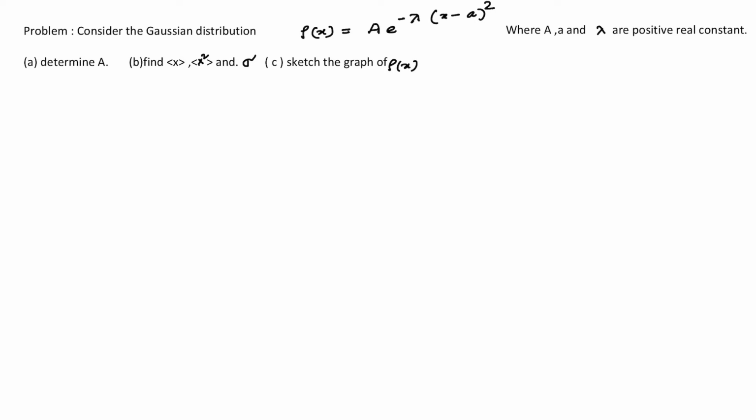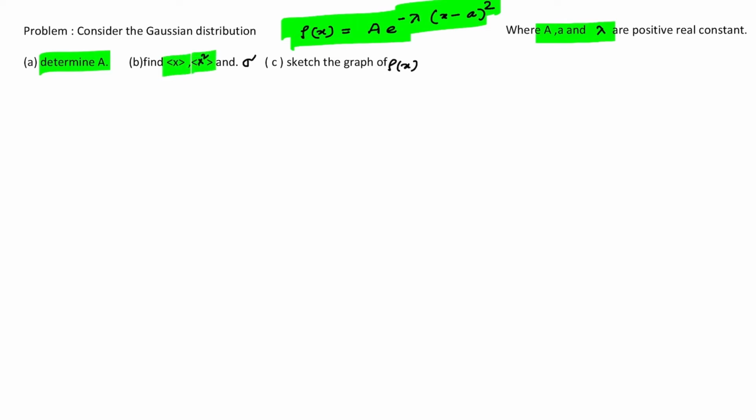So here a problem is, we have to consider a Gaussian distribution. Rho of x is A into exponential of minus lambda within brackets x minus a whole squared, where small a and lambda are positive real constants. We need to determine A, that is capital A. We need to find the average of x, the average of the squares of x, and sigma, and also we need to draw the graph of rho of x. Here sigma means standard deviation.